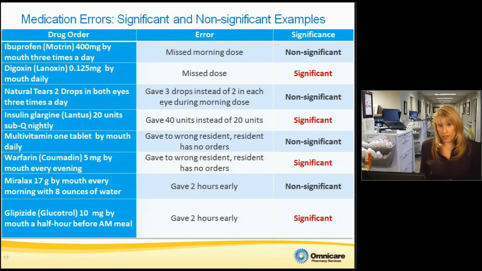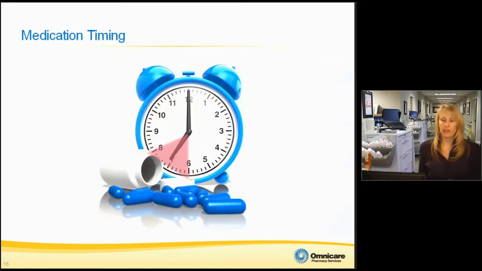If you give warfarin, which is also known as Coumadin, or Jantoven in some cases, that's a blood thinner. And I can tell you almost anything associated with warfarin is probably a significant med error. If you give it to the wrong resident, someone who has no orders for it, we're going to have to monitor, we're going to have to make sure they don't bleed out. That's a significant medication error.